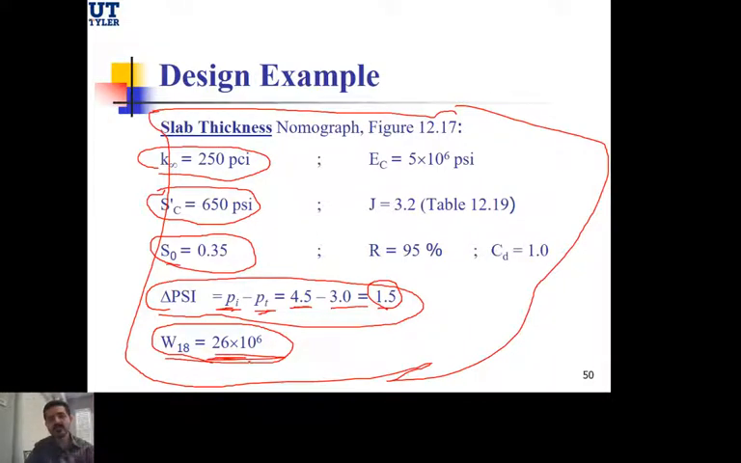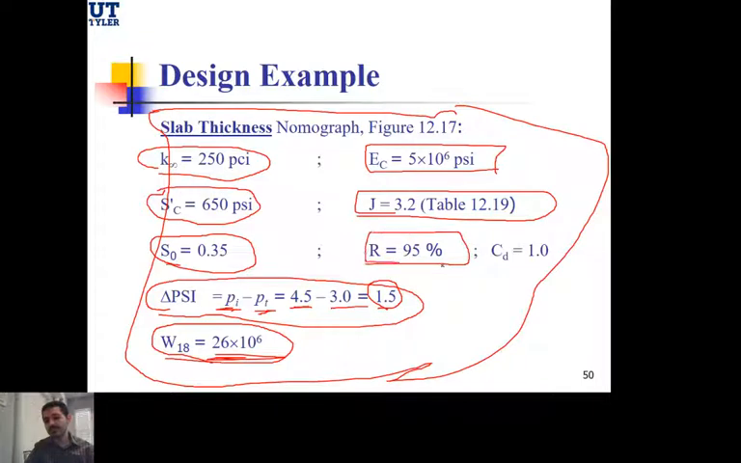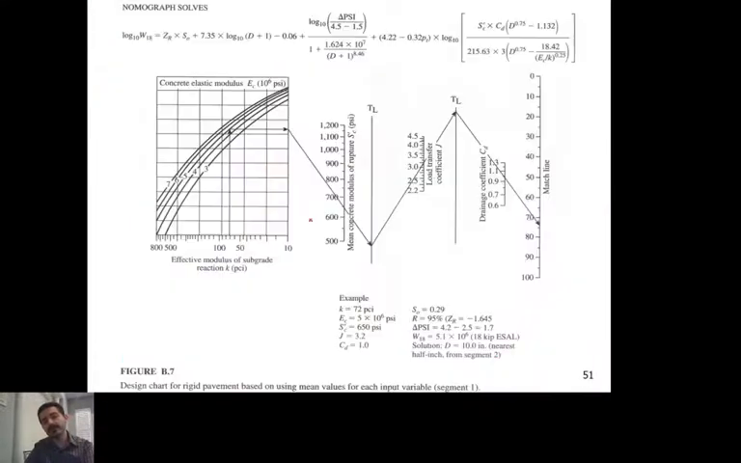Again, I'll be very explicit in an exam or in a homework, so don't worry about that. But in this case, let's assume that this amount of ESALs is 26 million for this lane. And then EC, this is the elastic modulus of the concrete, 5 million psi. The J value, which is the load transfer, is 3.2. The reliability level is 95%, and last but not least is the drainage coefficient equal to 1. So once we have all these, welcome now to the nomograph.